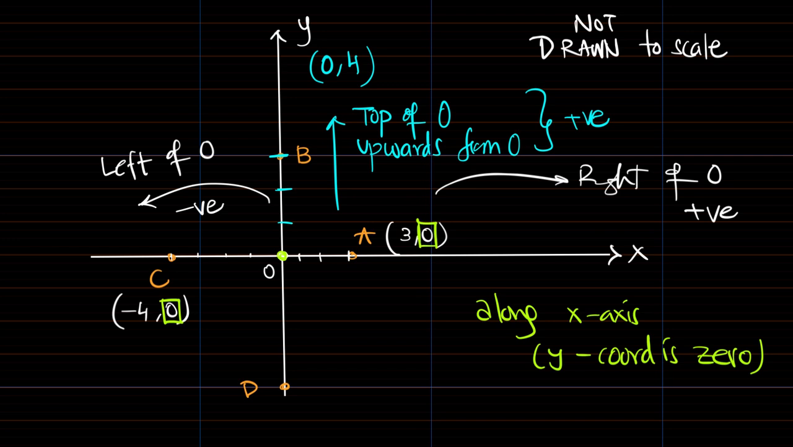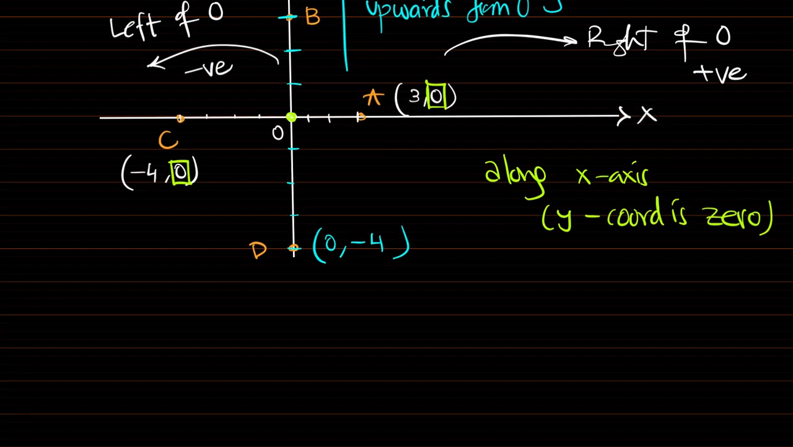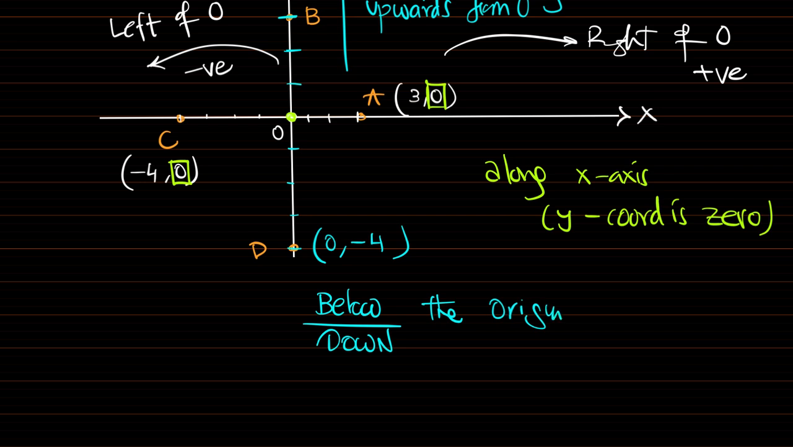Similarly, if we talk about the point D, 1, 2, 3, and 4, it's 4 units down. So what are the coordinates of D? The coordinates of D are 0, -4. Why is it negative? Because now we are going down, we are going below the origin. So when we go below the origin, the y coordinate is negative.